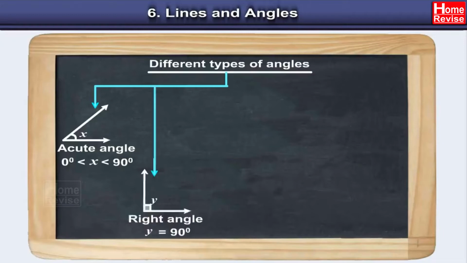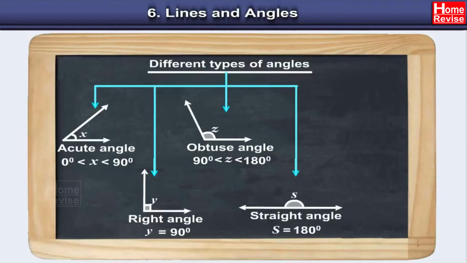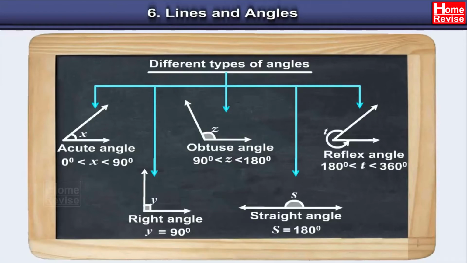Right angle, where y is equal to 90 degrees. Obtuse angle, where z is greater than 90 degrees and less than 180 degrees. Straight angle, where s is equal to 180 degrees. Reflex angle, where t is greater than 180 degrees and less than 360 degrees.